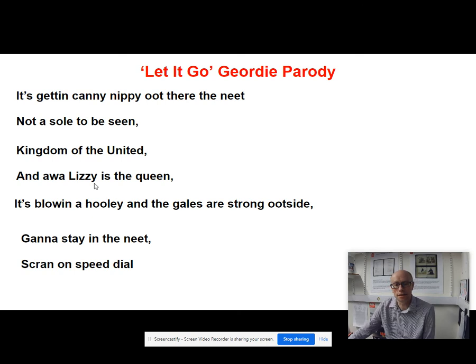And our Lizzie is the Queen, and it's blowing a hoolie, and the gales are strong outside.